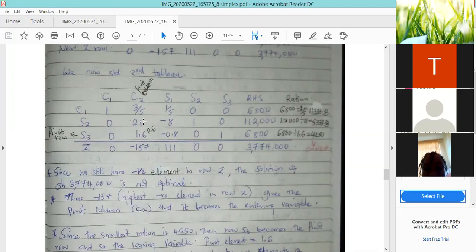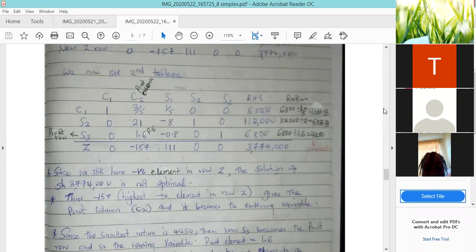And the element at the point of intersection between the pivot column and the pivot row becomes our pivot element, which will be used to divide all the elements in the pivot row, so that we can come up with the new elements which will give us row C2. I repeat, the point of intersection between the pivot column and the pivot row is 1.6. That 1.6 will be used to do what? To divide all the elements in row S3 as our pivot row, and the new values that we'll come up with will constitute the new row we call the C2 as our entering variable.